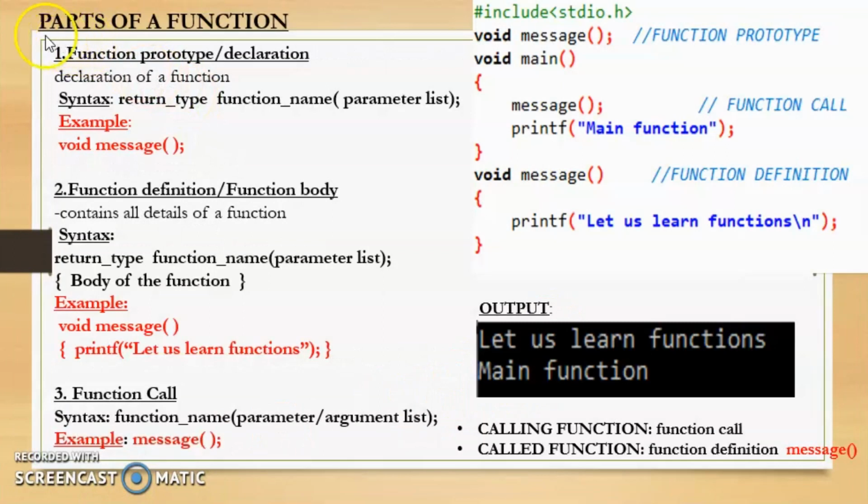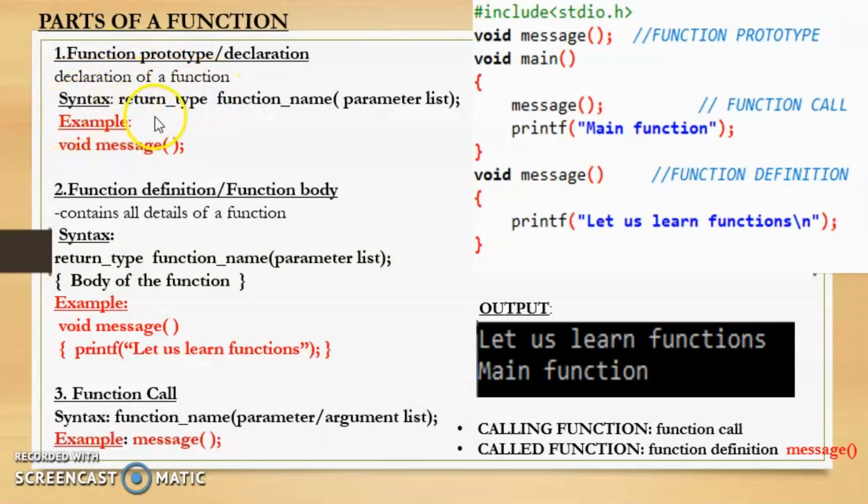So let us see the parts of a function. There are three parts of the function. First is the function prototype. Function prototype is the declaration of a function. Like how we declare any variables before using them in the code, same way before using any function in the code, we have to declare a function. So function prototype is just the declaration of a function.